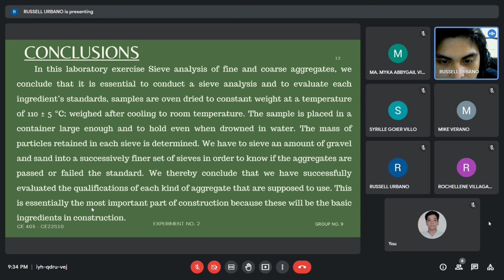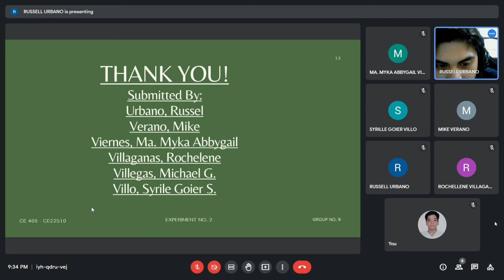We have to sieve an amount of gravel and sand through a successively finer set of sieves in order to know if the aggregates passed or failed the standard. We thereby conclude that we have successfully evaluated the qualifications of each kind of aggregate that we are supposed to use. This is essentially the most important part of construction because these will be the basic ingredients in construction. That's all. Thank you.